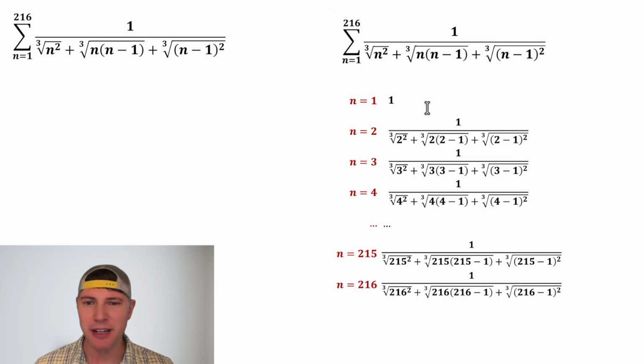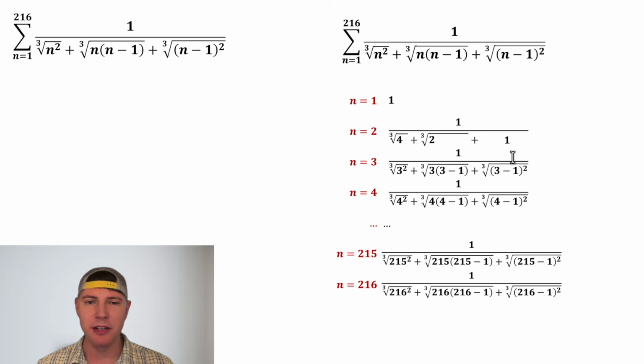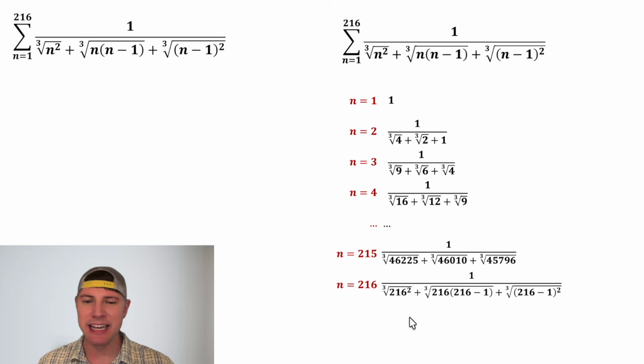That wasn't too bad. Now we can try n equals 2. 2 squared is equal to 4, and then inside of each of these parentheses, 2 minus 1 is equal to 1. 2 times 1 is equal to 2, so that leaves us with the cube root of 2, and then the cube root of 1 squared is equal to 1. So now we have 1 divided by the cube root of 4 plus the cube root of 2 plus 1. We can do the same amount of work in this to give us 1 over the cube root of 9 plus the cube root of 6 plus the cube root of 4. And we can do it again and again and again.